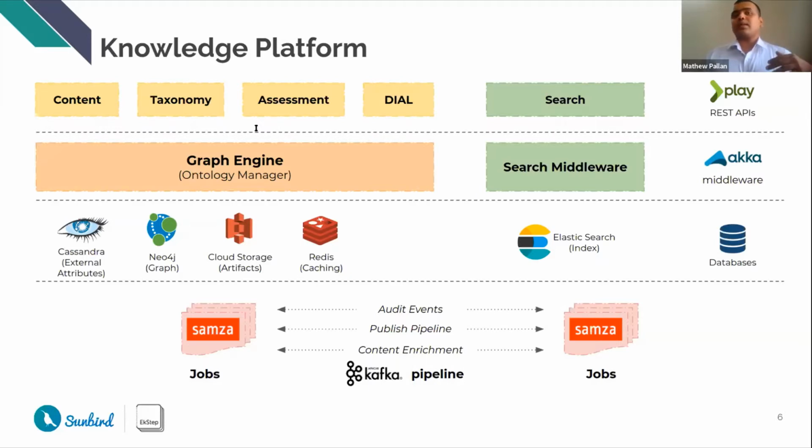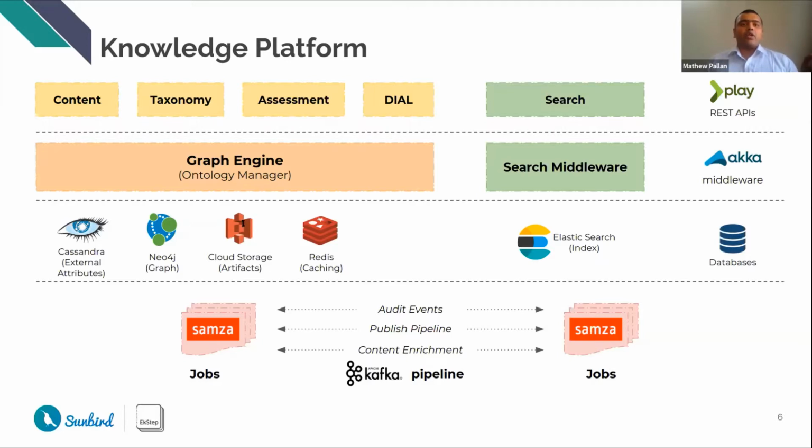One use case I can think of is that these audit events are used to sync the changes that happen on the graph into the Elasticsearch index, which drives the search capability. There is also a published pipeline, which takes care of the content lifecycle, packaging for offline use, and handling the video streaming use cases.